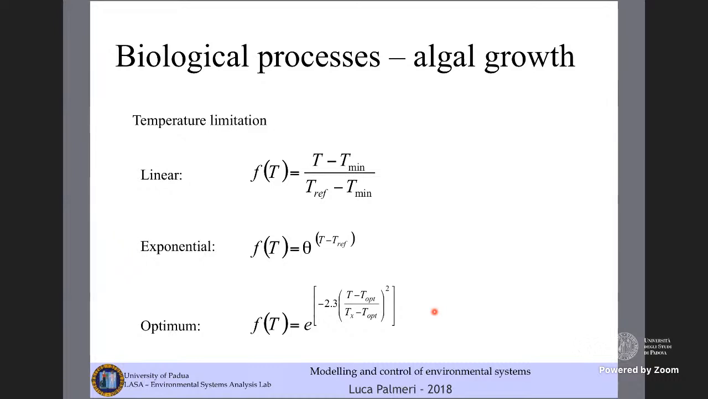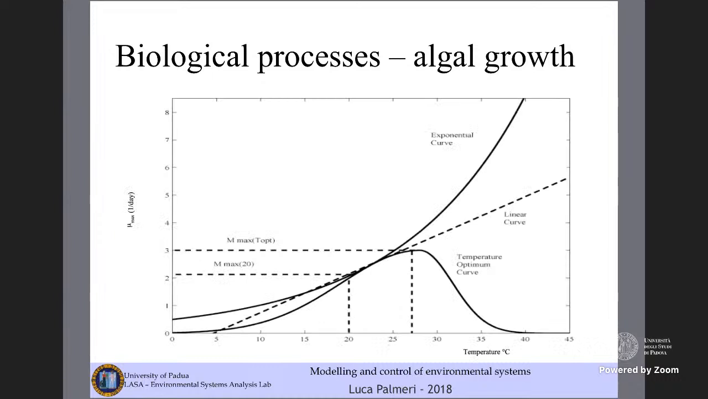If we plot these functions as a function of the temperature, we obtain different shapes. The first one is an exponential shape, exponential limiting. The second one is linear. And the third one is the so-called optimum formulation for limiting effect. Is this one.